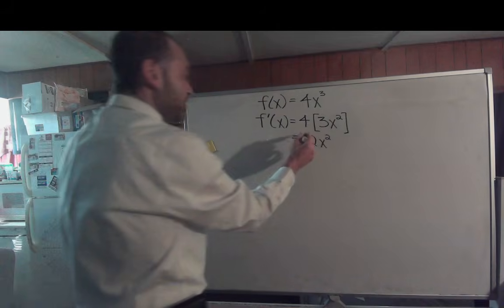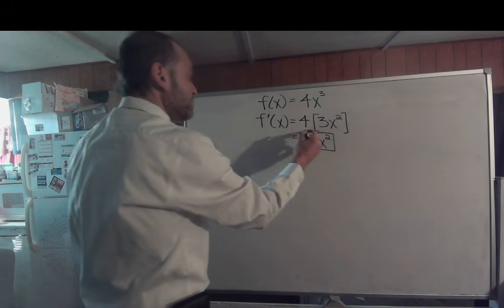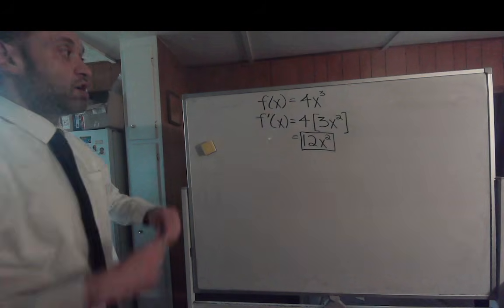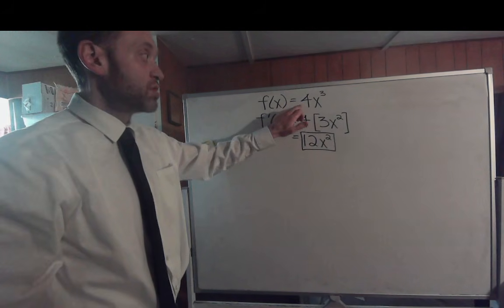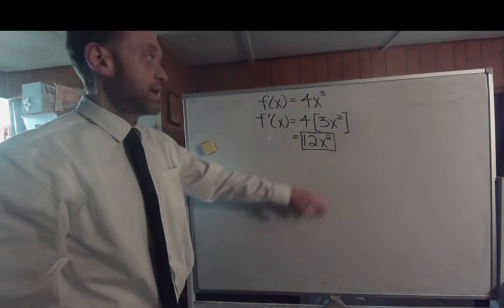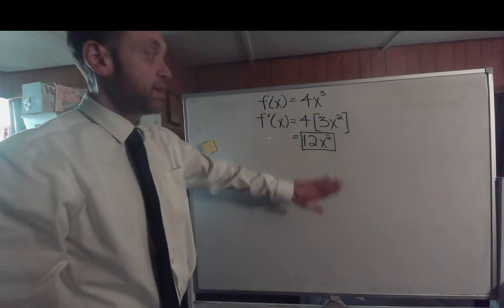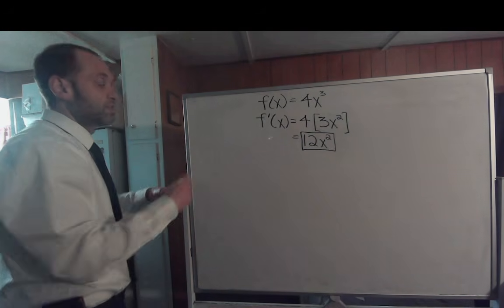So that would be my final answer for the derivative, 12x squared. All I got to do is take that constant multiple of 4 times the derivative of x cubed, and then I have the total derivative. Let's do one more.